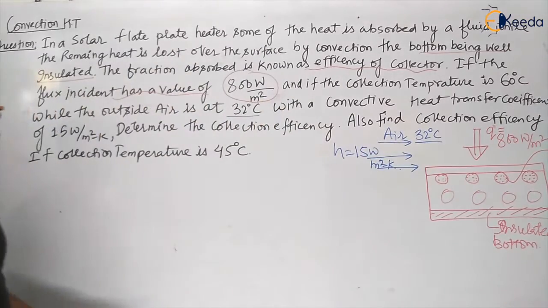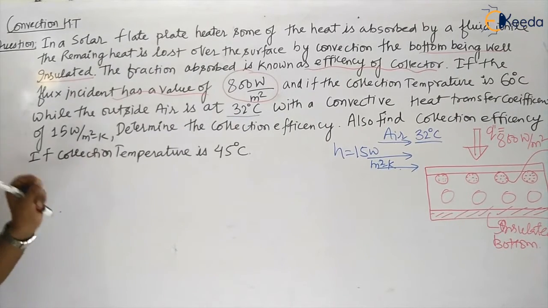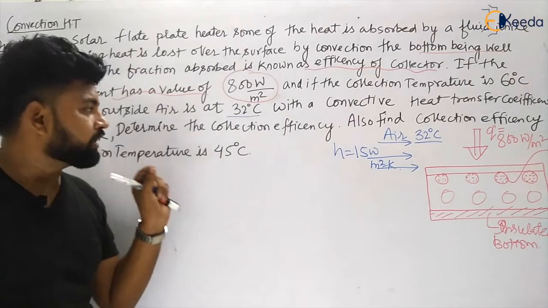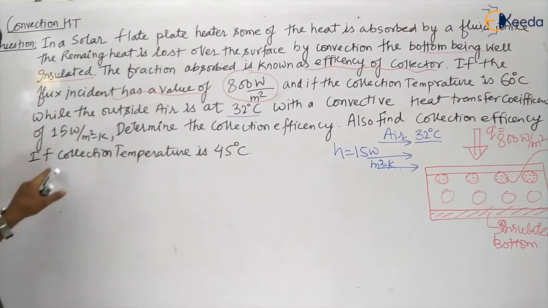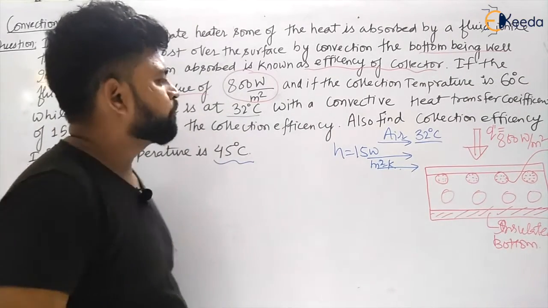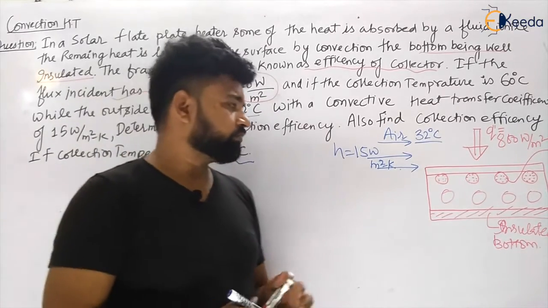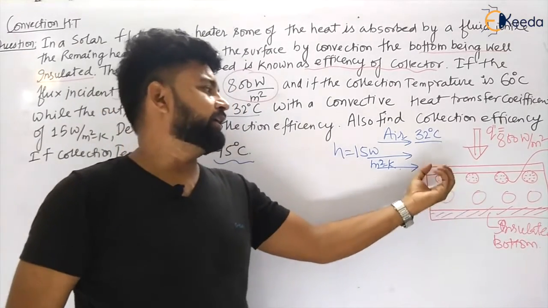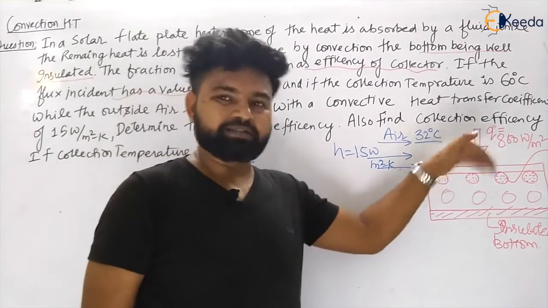Now what is he asking, let us see. Determine the collection efficiency, and also find the collection efficiency if the collector temperature is 45 degrees Celsius. So this is the question. Maybe you have understood. There is one solar heat collector, and it is absorbing heat by radiation from the sun, or some flux is transferred to this.